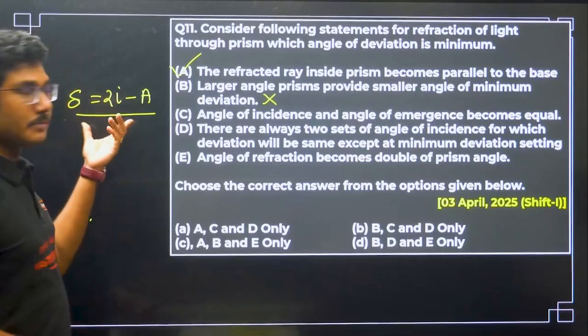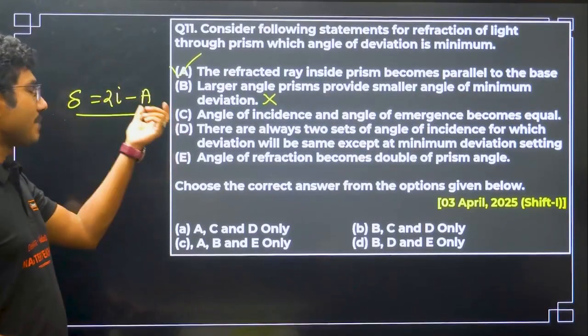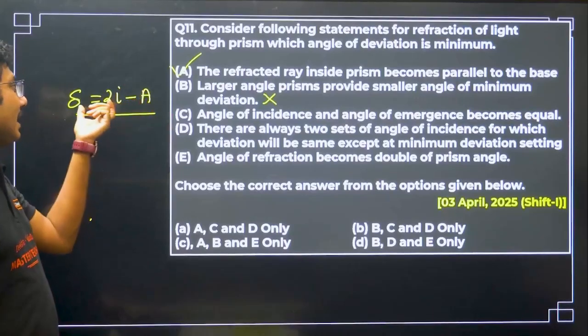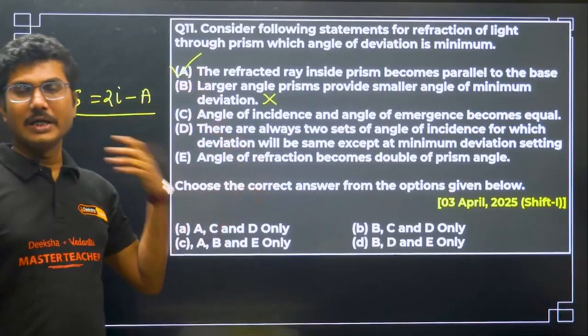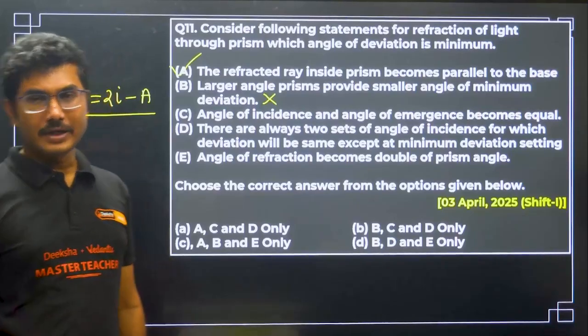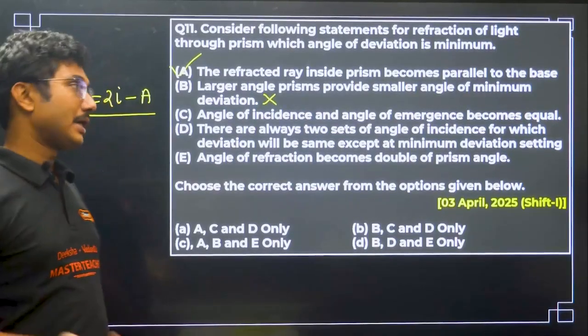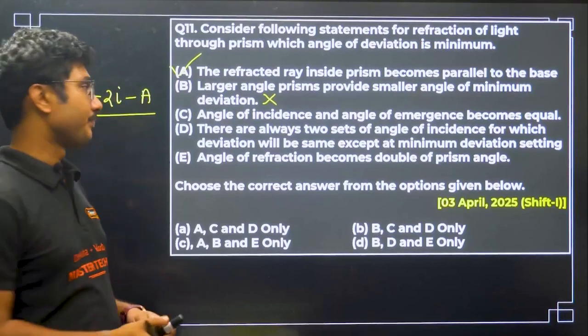Okay, in some cases it might be correct, in some cases it may not be correct. So there is no direct relation, because it is 2i minus A. Even if you increase the A, maybe the i will change accordingly and delta value may remain constant. In fact, delta value depends on the refractive index of the medium, not directly on the angle of prism or refractive index.